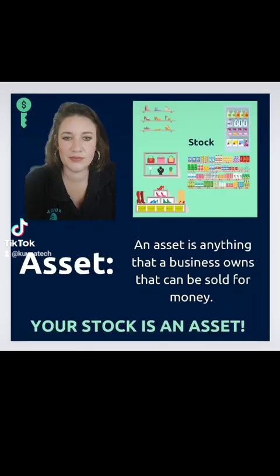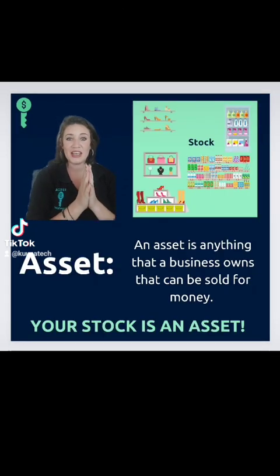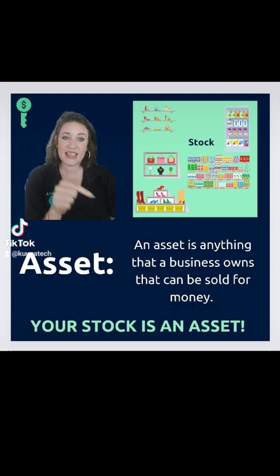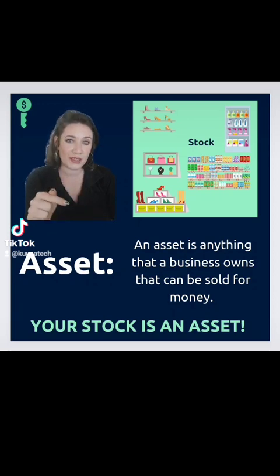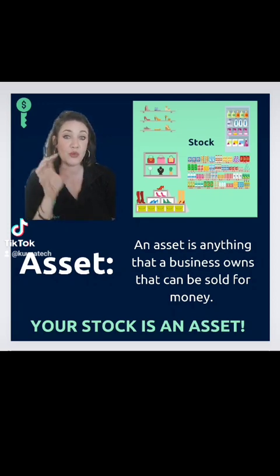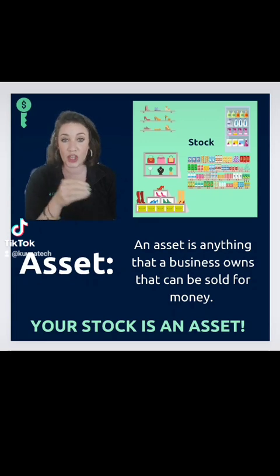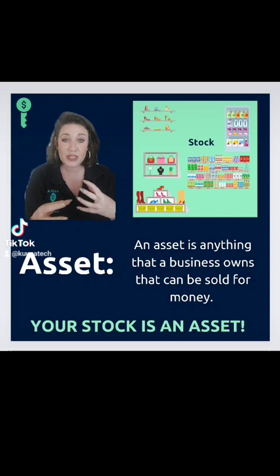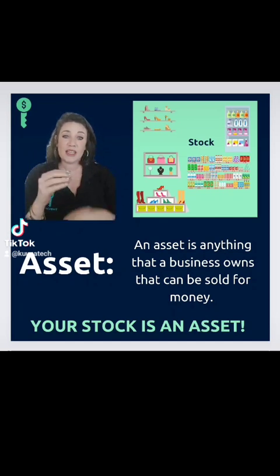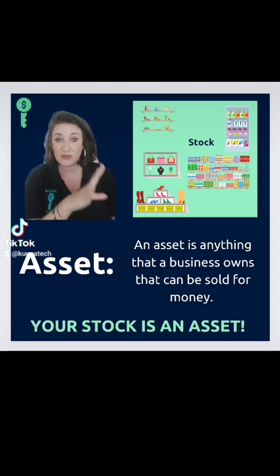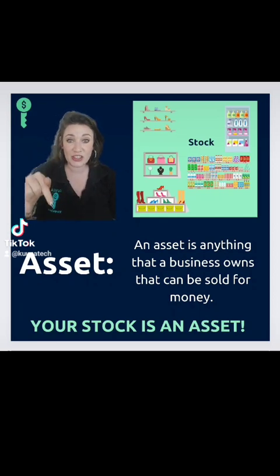Let's get started. So first up is stock as an asset. Here we have the definition of an asset. An asset is anything that a business owns that can be sold for money. Whether that's inventory, or let's say you don't rent but you own the building or the shop, that's also considered an asset. Let's say you also have multiple cars that the business owns, that's also considered an asset. So an asset is really anything that a business owns that can be sold for money. So your inventory, your stock, is actually considered an asset.